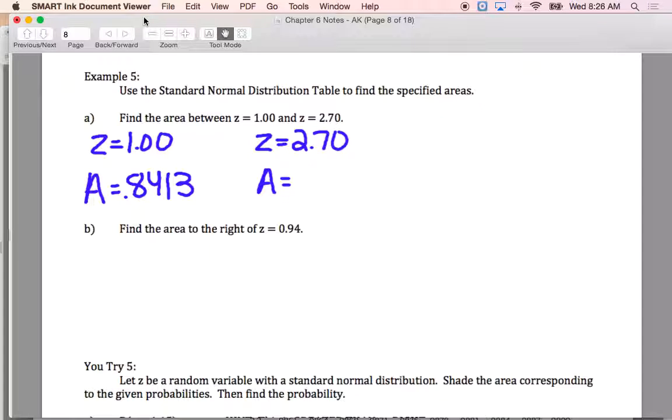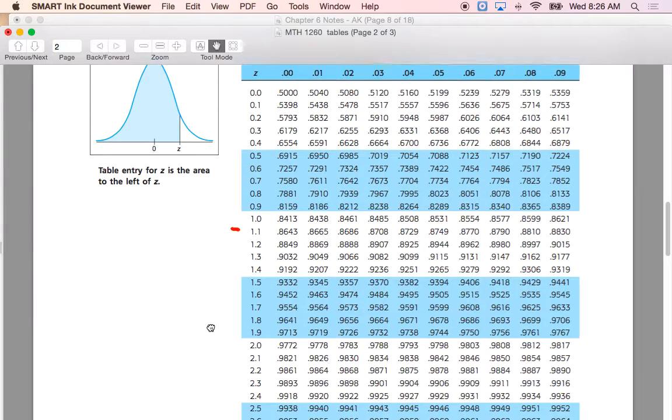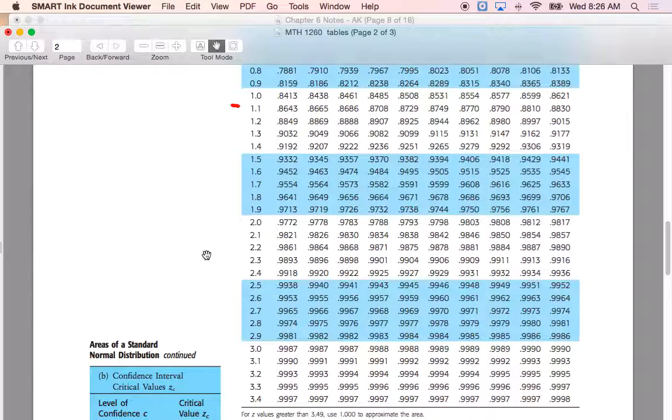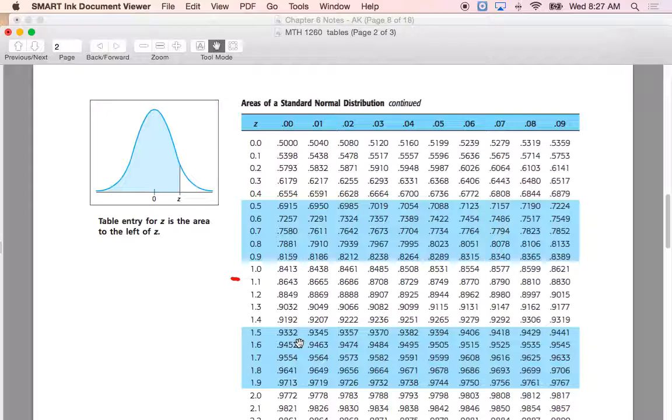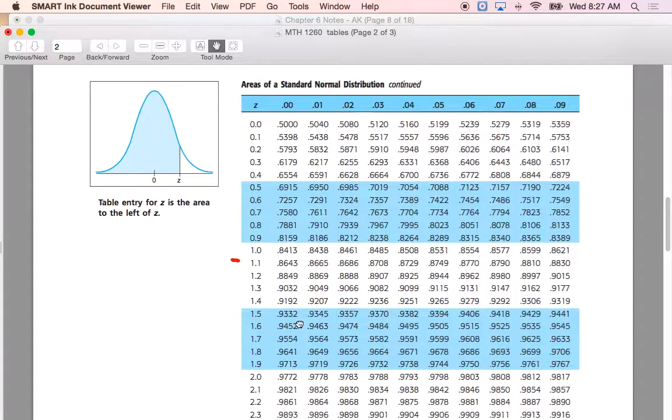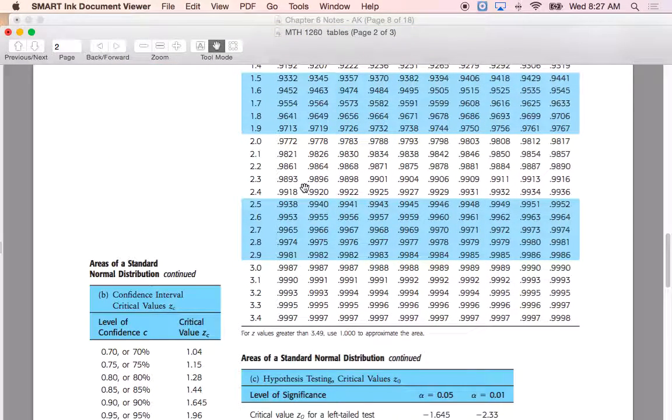Now for my next one, I want 2.70. So I'm going to go to 2.70, and I want the 2.7 row, and we want the 0.00 column. Not the 0.07 column, the 0.00 column. So 2.7 and then the 0.00. Because really every time you're just looking for the second number in your columns here. So don't focus on the 0 at the front, focus on the second number. That second number should be the last number of your z value.